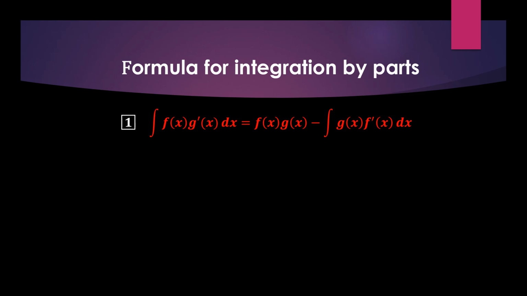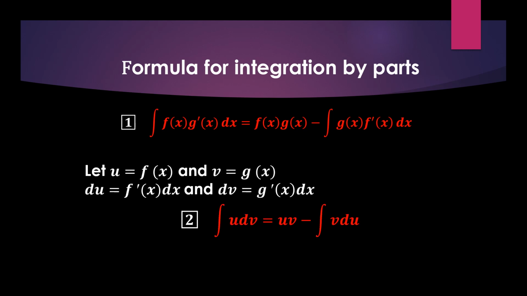Integral f(x) g'(x) dx equals f(x) g(x) minus integral g(x) f'(x) dx. We can also let u equal f(x) and v equal g(x), then du equals f'(x) dx, and dv equals g'(x) dx. Then we get the second formula: integral u dv equals uv minus integral v du. Actually, the second formula is the same as the first one, but we often use the second one because it's a lot easier for us to remember.